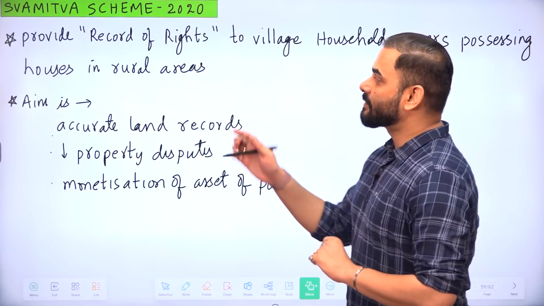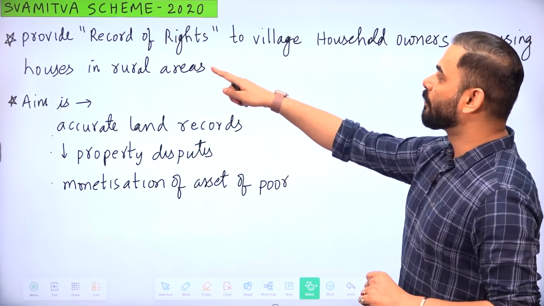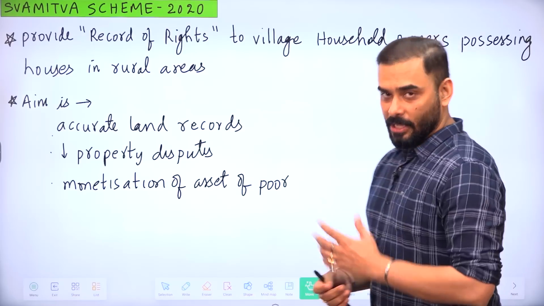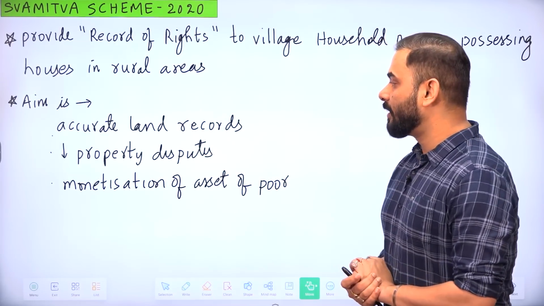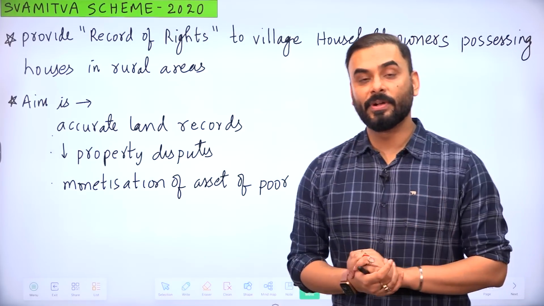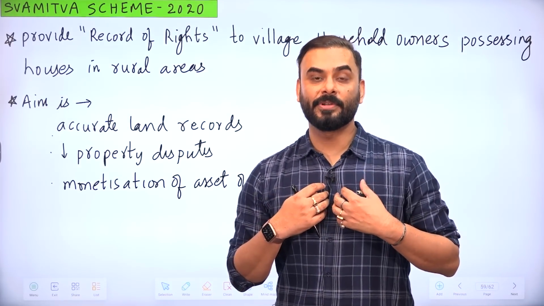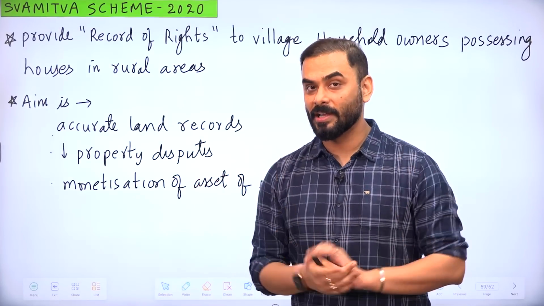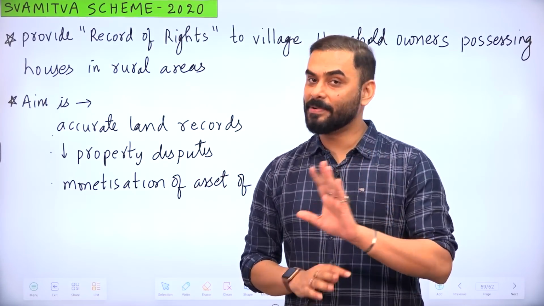So the Government of India started this program called Swamitwa scheme to provide record of rights to village household owners possessing houses in rural areas, where the aim is to create accurate land records, reduce property disputes, and also, guys, imagine that if I have my property papers, and if I want to rent out my property, I can. That is called monetization. Unless I have authentic papers, I can't rent out.